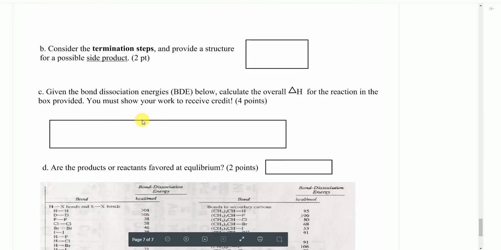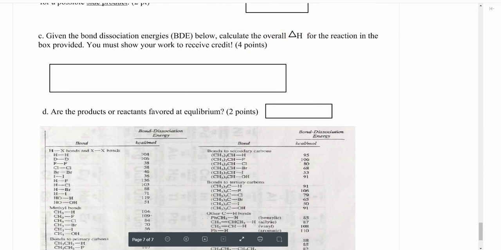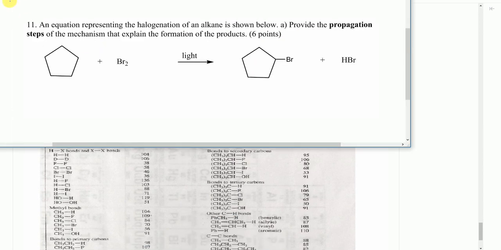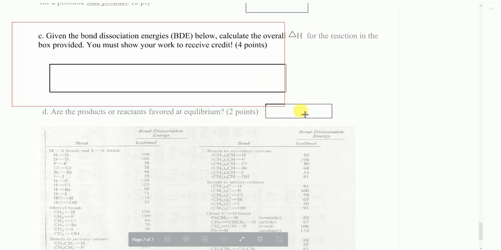All right, and now the last step is given the bond dissociation energies below, calculate the overall delta H for the reaction in the box provided. You must show your work to receive credit, okay? So what she means, just show your calculation, okay? So I'm going to copy this.